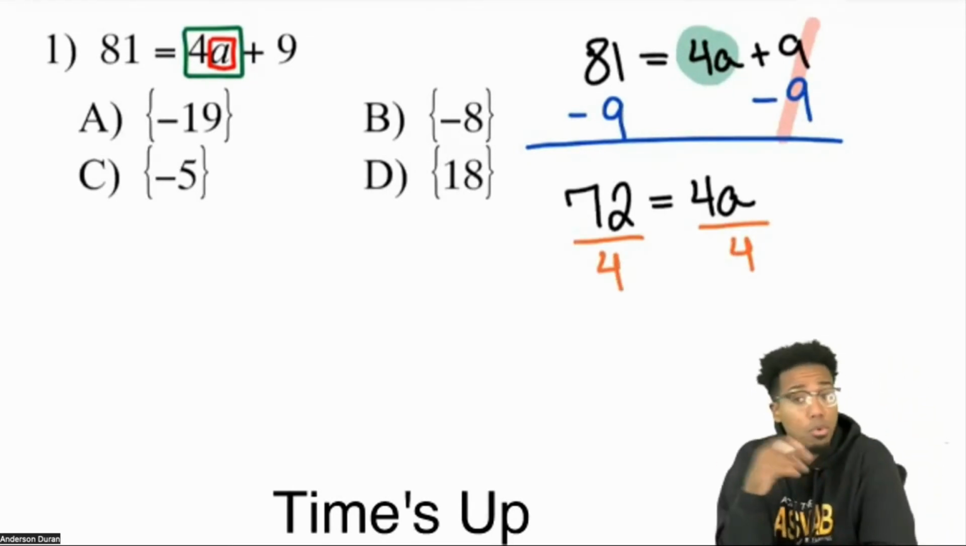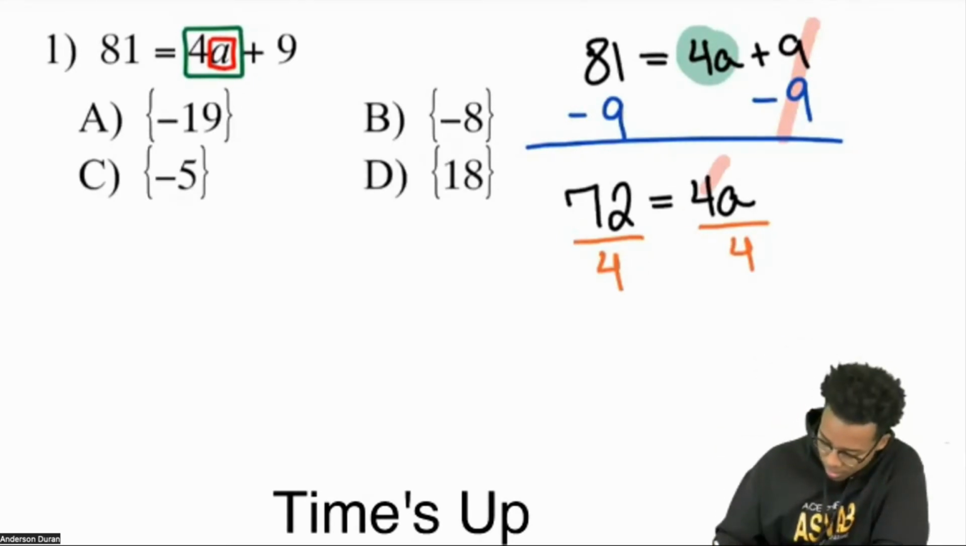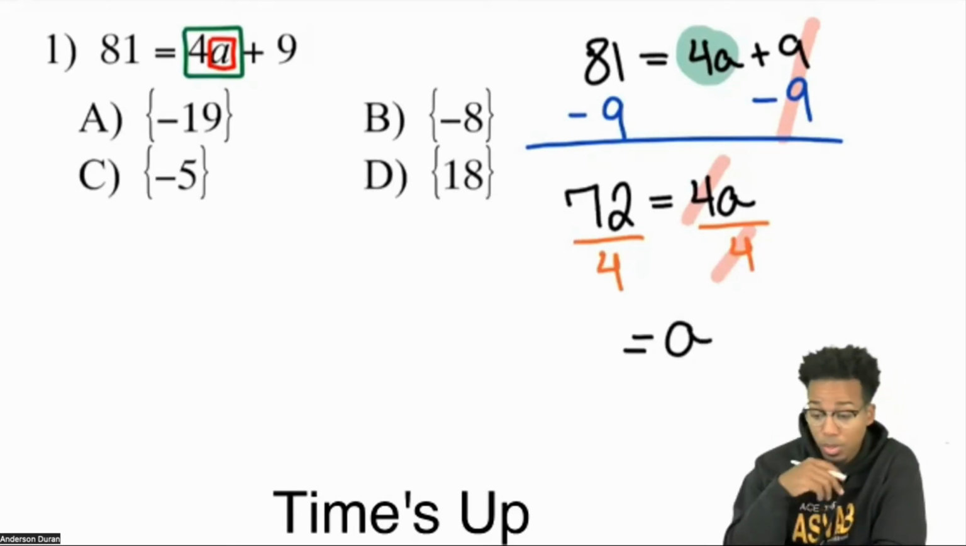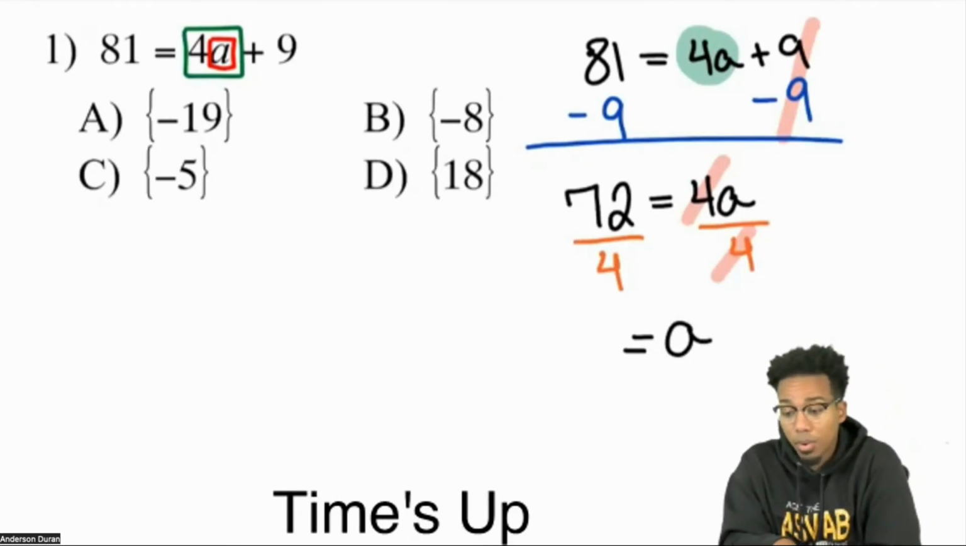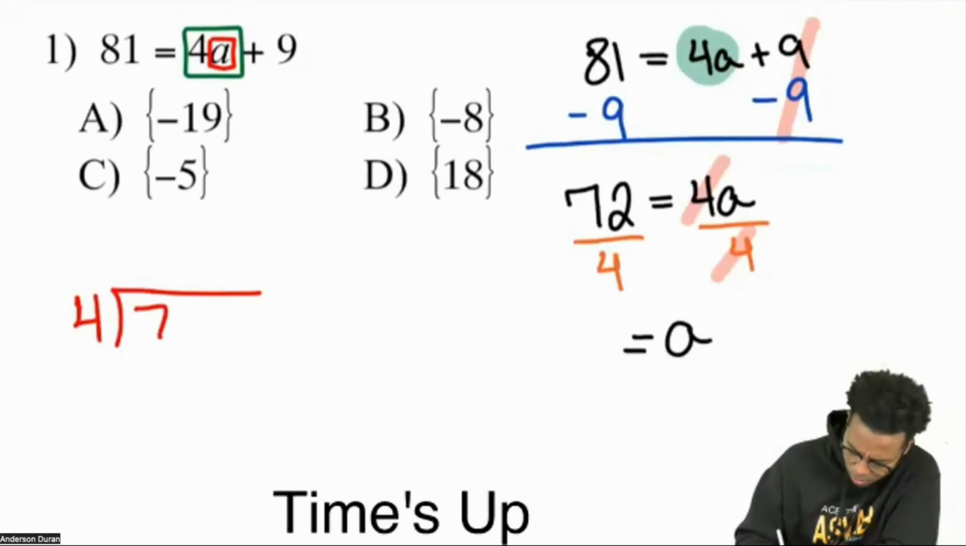Divide both sides by that 4, and we're good. Once we do that, it's going to cancel right here, leaving you with a equals whatever 72 divided by 4 is. And so if you need to go on and work on that on the side, sure, go ahead. 4 goes into 72. Let's find out.